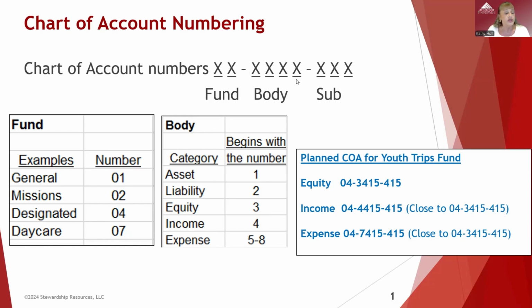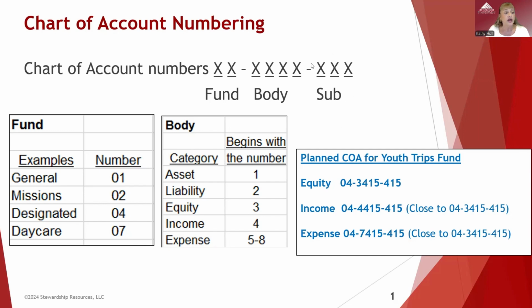Your middle numbers is what we call the body, and that depends on what category of chart of account it is. If the middle 4 numbers start with a 1, it's always an asset. If they start with a 2, it's always a liability. If they start with a 3, it's always an equity. If they start with a 4, it's always an income. If they start with a 5 through 8, it's always an expense.